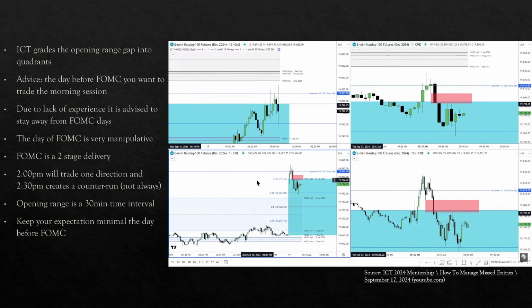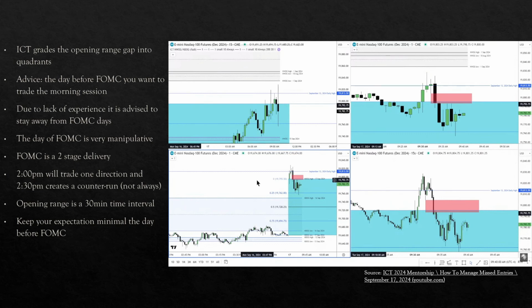And ICT makes a distinction between the opening range and the opening range gap. So these are 2 different things. The opening range gap is just the gap from yesterday's settlement price and the 9:30 a.m. opening price, so regular trading hours, the gap which we form. And the opening range simply is the 30-minute time interval from 9:30 to 10 a.m. So if you use these terms, keep them in mind and use them the right way.